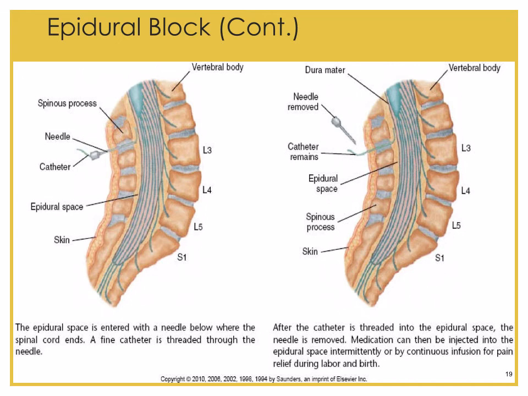A fine catheter is threaded through the needle. After the catheter is threaded into the epidural space, the needle is removed. Medication can then be injected into the epidural space intermittently or by continuous infusion, depending on the institution, for pain relief during labor and birth.